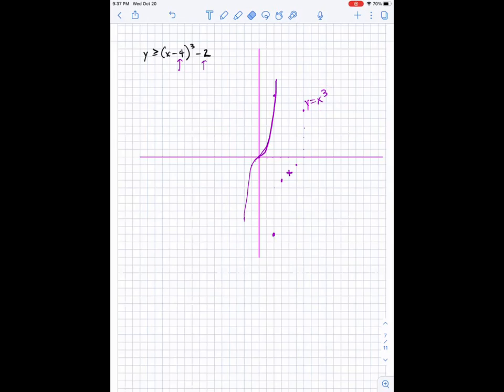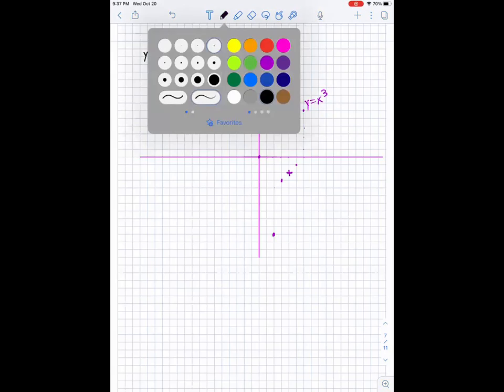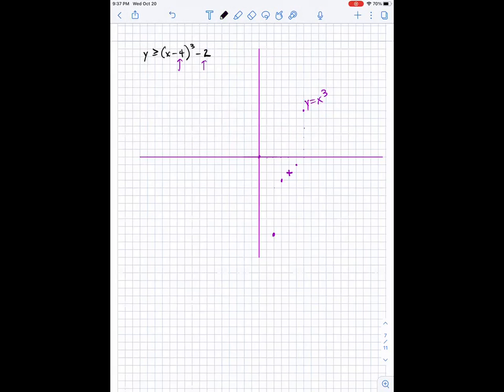I'm also going to erase my cubic parent function because we don't need it anymore. And you can see that my graph is here. Not the best, but there it is. I use the solid line because it's greater than or equal to.